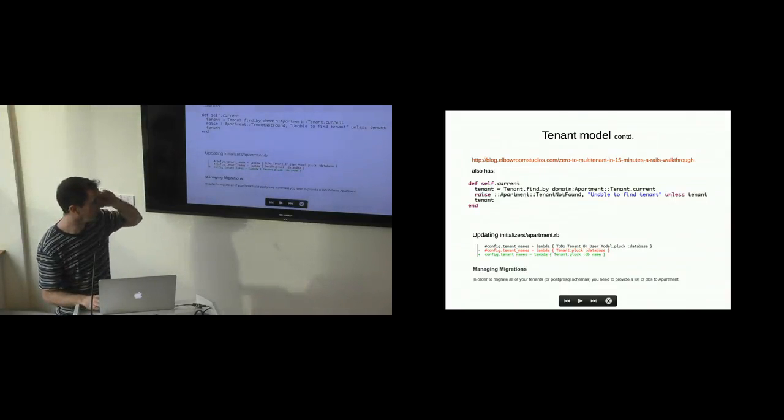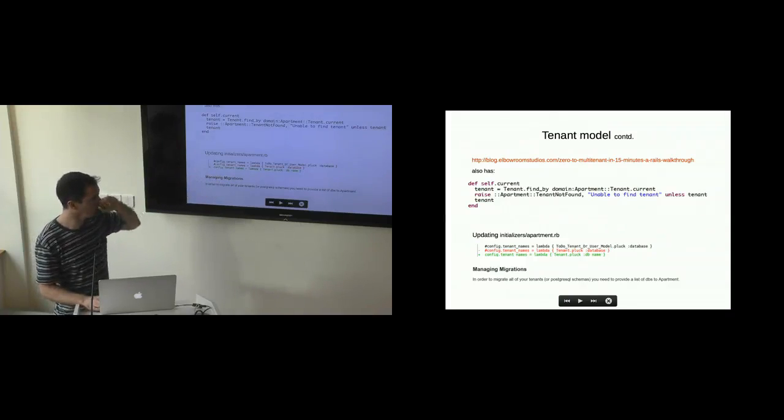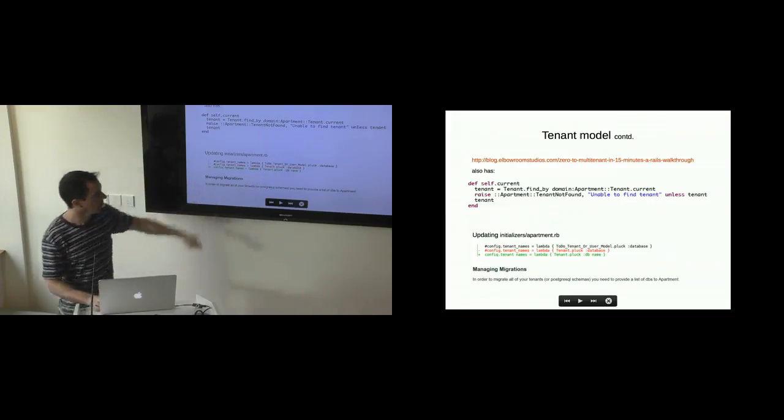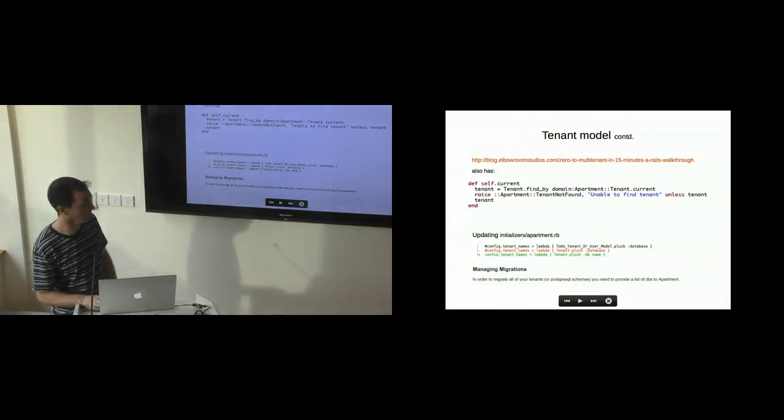The last bit of setup we had for the initializer was to pass it the list of tenant names, which it needs to know for migrations, to know what schemas to run them against. So now we can pick our tenant names out of our tenant model and pass them in the initializer to the gem. And it says there: in order to migrate all of your tenants or Postgres schemas, you need to provide a list of databases to apartment.